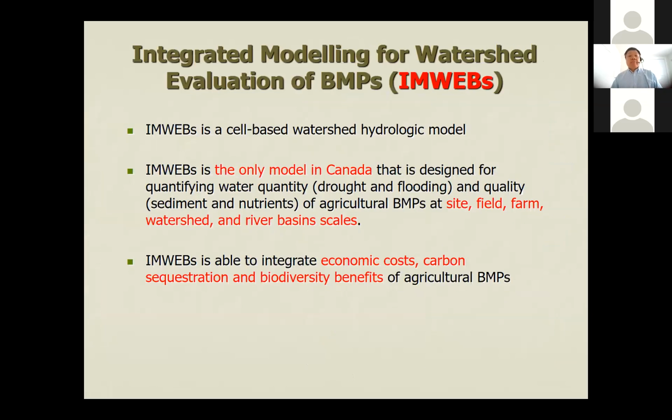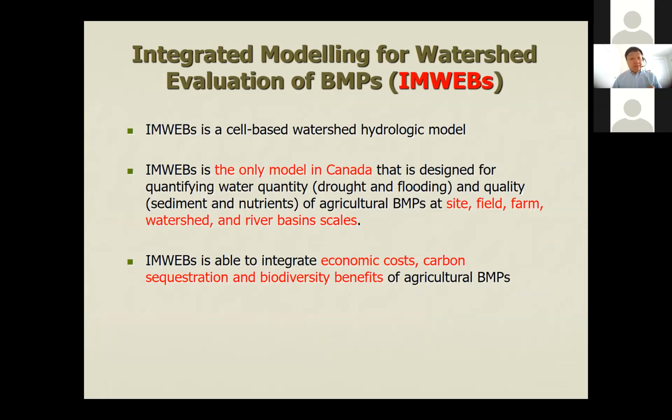Right now, IMWEBs, as you see, is a cell-based, grid-based model. We can claim that this is the only model in Canada designed to evaluate water quality and water quantity effects of agriculture BMPs.